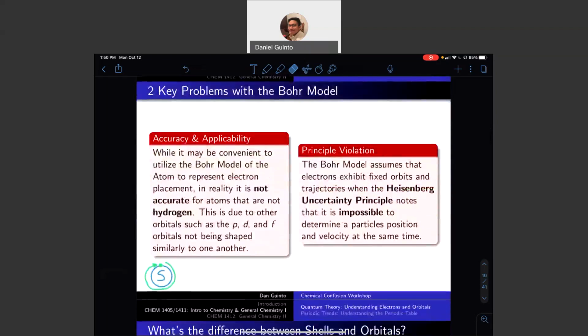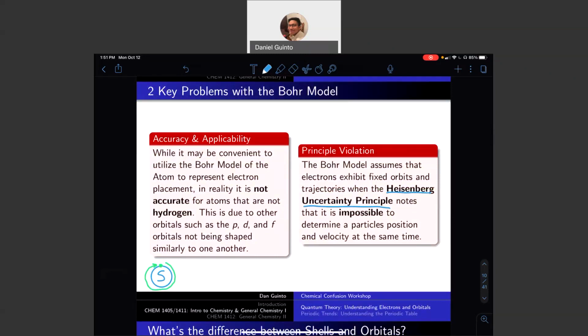The second reason is a principle violation. The Bohr model assumes that electrons exhibit fixed orbits and trajectories, when the Heisenberg uncertainty principle explicitly states that it's impossible to determine a particle's exact position and velocity at the same time. Now, this goes a little more into physical chemistry, which is the branch of chemistry where physics and chemistry just kind of collide with one another.